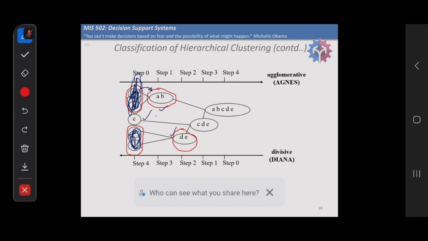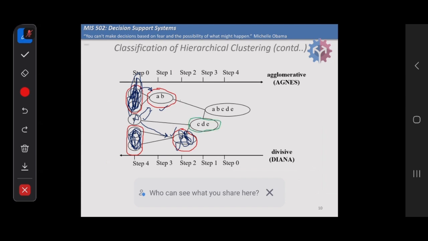Now, next, what you will see is: C looks closer to AB, or C looks closer to D and E? As it turned out, based on the distance calculation, C is close to DE. So you merge C, D, and E together. Now C and D are merged, so you remove both of them. What is left? CDE and AB.